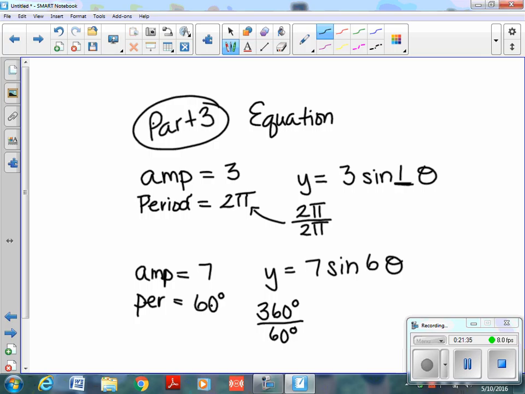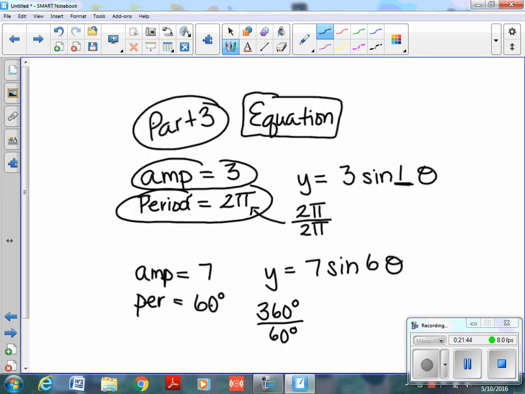Here's part 3. You're supposed to write an equation. Okay, watch carefully. They give you the amplitude and they give you the period. We do not know what the graph looks like. Everybody hear what I just said? We do not know what the graph looks like. We don't have a picture of the graph. We know that the graph starts at 0. We just don't know if it goes up or if it goes down. We don't know if we should put a positive or a negative.